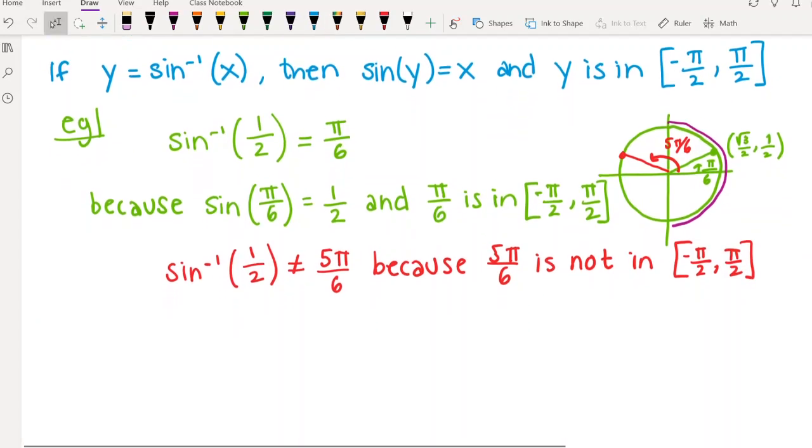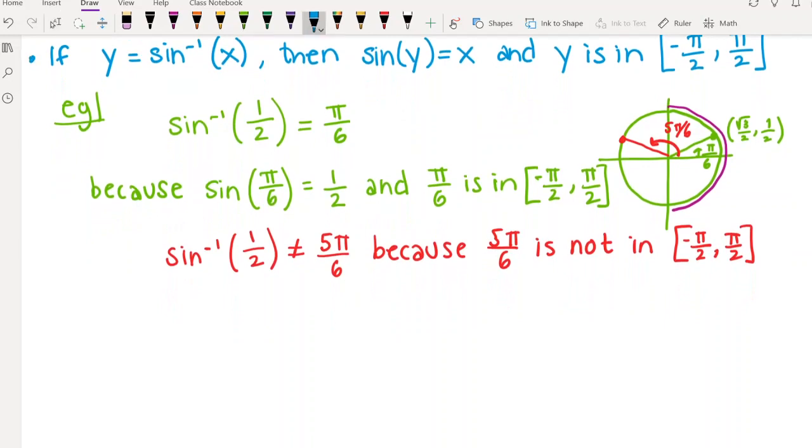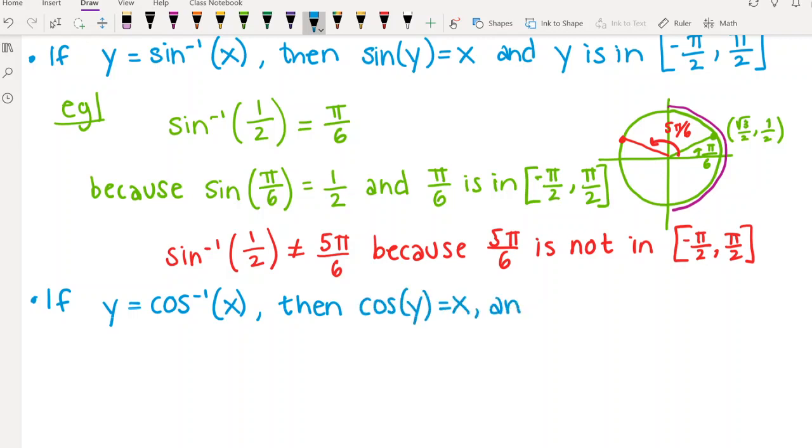I just want to write down similarly the definitions for inverse tangent and inverse cosine because inverse cosine has a different restriction for the types of angles that comes out. So I just want to make sure you're aware of that. So if y is equal to inverse cosine of x, that means that cosine of y is equal to x, and y is now not in the interval from negative pi over 2 to pi over 2, but from 0 to pi.